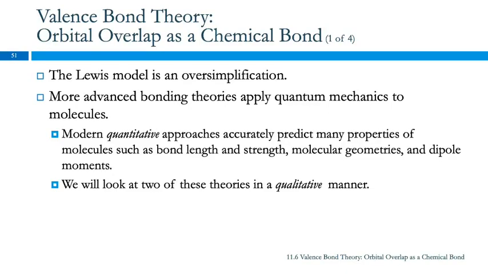Okay, valence bond theory. The Lewis model is an oversimplification. It works for a lot of things, but there are some things like resonance that it just can't handle. And so more advanced bonding theories that use quantum mechanics help us to understand some of those missing pieces. These are quantitative approaches. They use a lot of math, and they predict bond angles, bond length, bond strength, all kinds of stuff. Dipole moments, you can calculate what the dipole moment is.